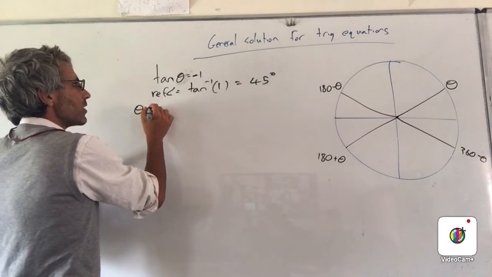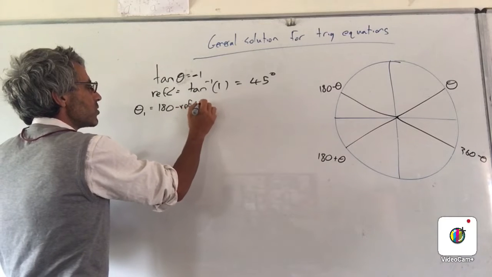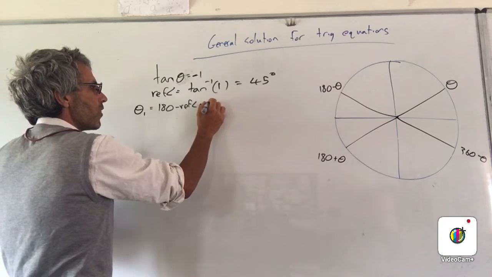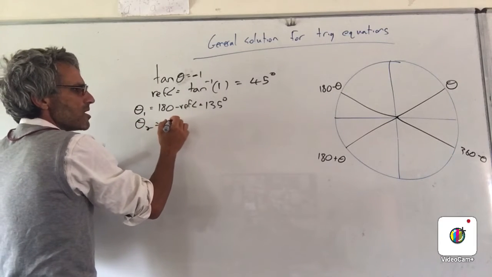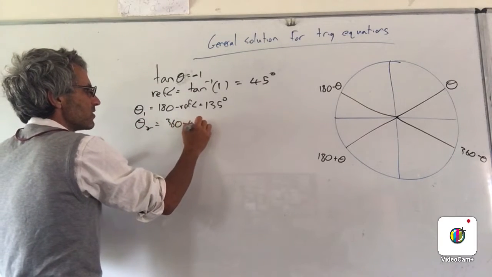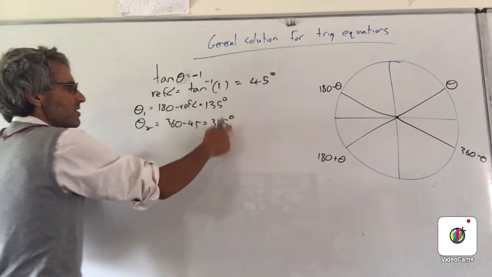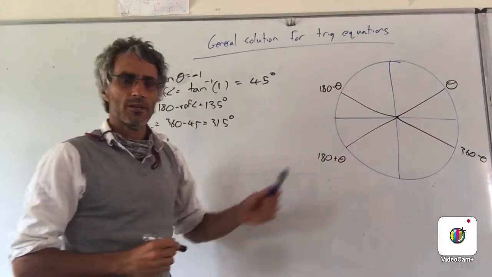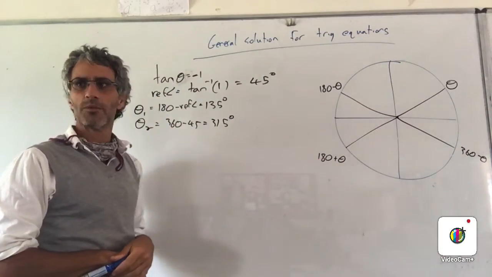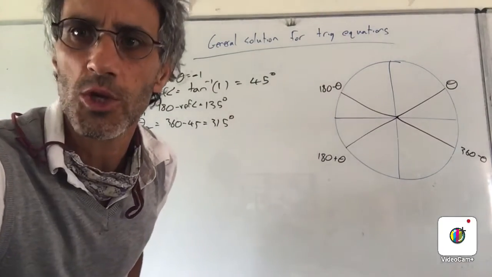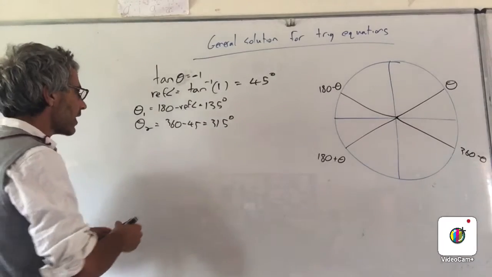My first one is going to be 180 minus the reference angle, which is 135. That's one angle in the second quadrant. The second one will be 360 minus 45, which is 315. So these are my two angles between 0 and 360 that will give us tan minus 1. I'll just pause here to make sure you've got it. So far, everything is pretty much the same.